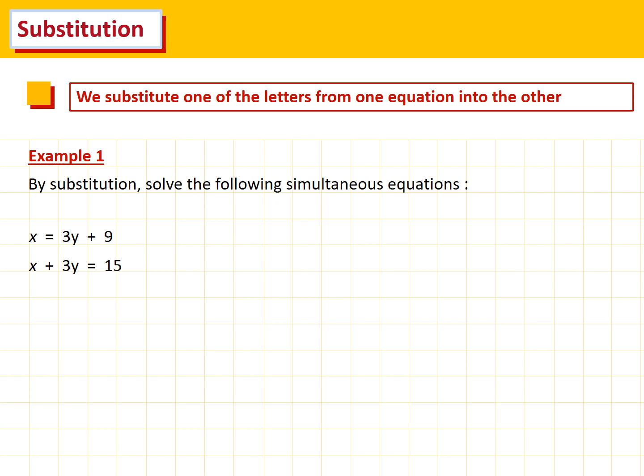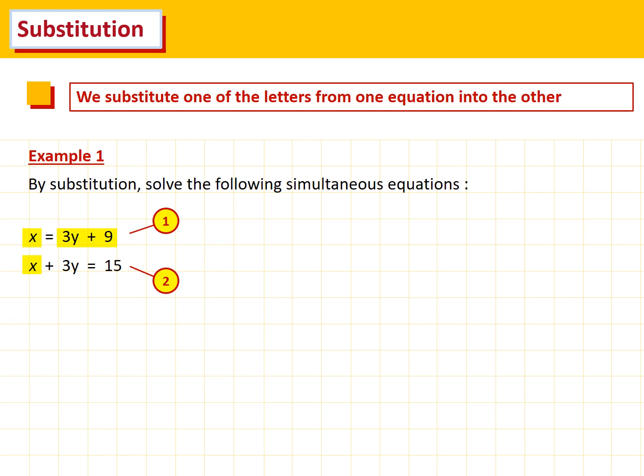So here's example 1. As ever, we label the equations 1 and 2. You'll know that if you've looked at the video on solving equations by elimination. We've got x in the first equation and we've got x in the second equation, and the first equation tells us that x equals 3y plus 9.